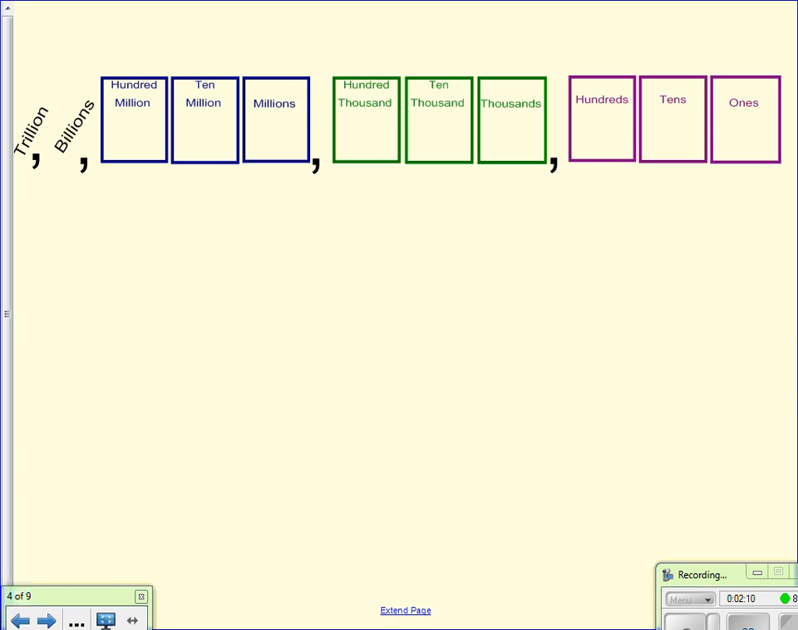You can see the columns kind of repeat with a ones in the first, tens in the middle, and the hundreds in that third column in the period.